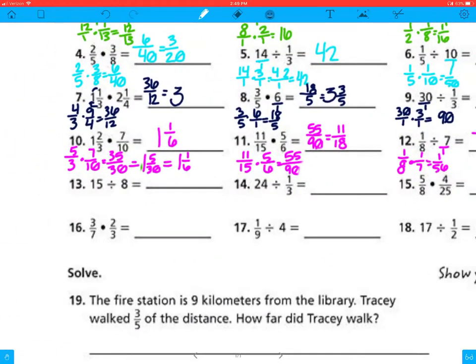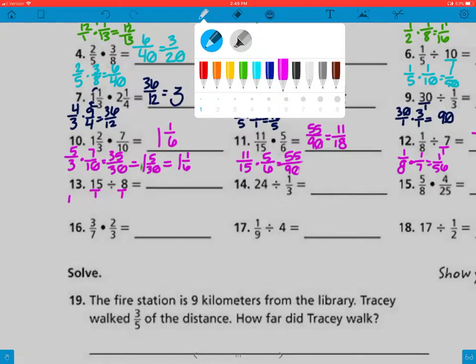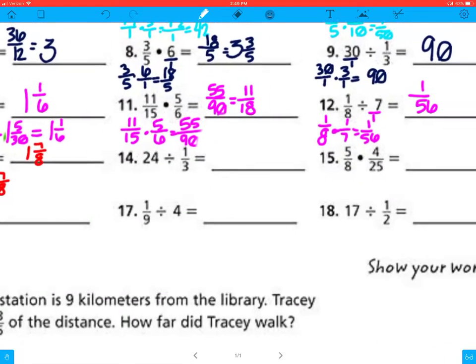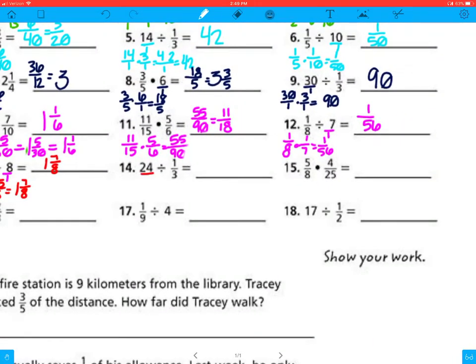Number 13. 15 divided by 8. I could write this automatically. Boom. 15 my numerator, 8 is my denominator. Or I can show you guys with 15 over 1 multiplied by the reciprocal, which is 1/8, is equal to 15 over 8. Now I can simplify into 1 7/8, and I can check my answer by multiplying my denominator by my whole number and adding my numerator, which is 15.